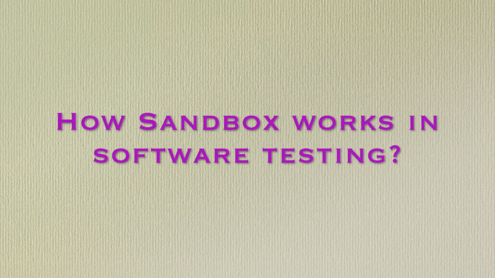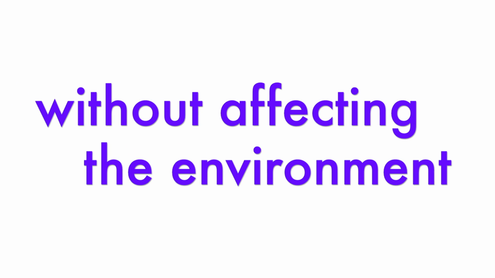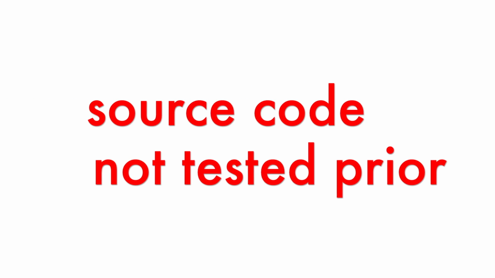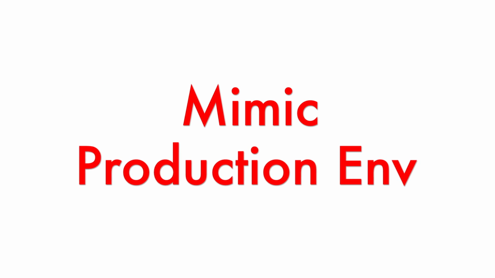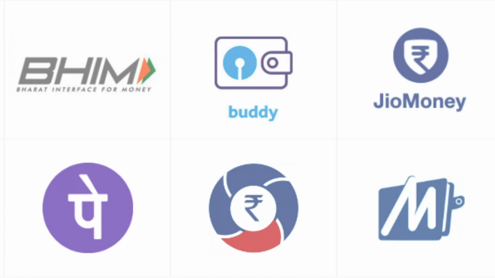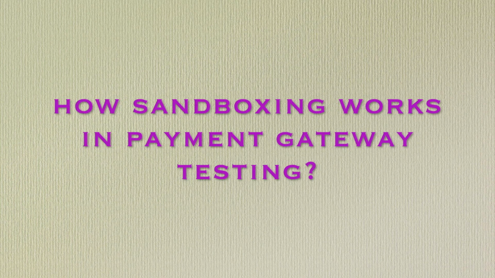How a sandbox works in software testing. The idea is to be able to test new code or features in an ideal condition without affecting the environment or platform on which they are running. Typically, the source code of sandbox software is not tested prior to isolation, which reduces unexpected behavior. The sandbox environment is also created to mimic the production environment and its behaviors to test the functionality of newly developed APIs. This way, third-party app developers may validate their code by testing it against the specific web service from the sandbox.